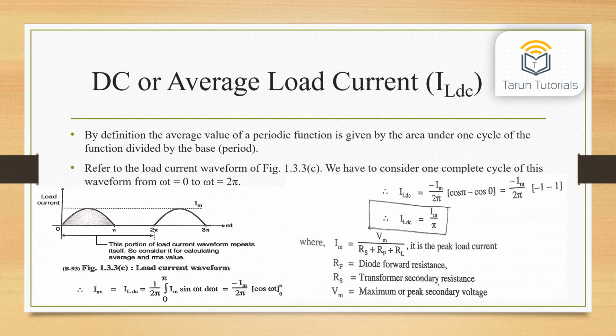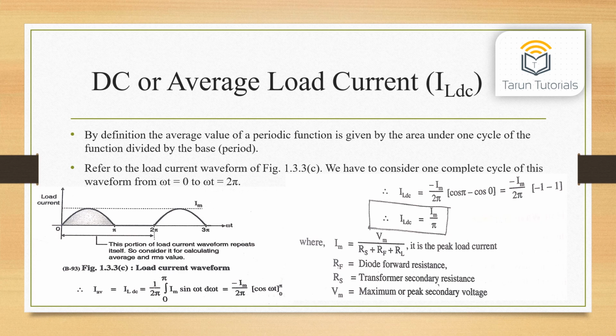sin omega t d omega t, which is equal to minus Im upon 2 pi cos omega t, limits 0 to pi. After putting the limits, we get ILDC equal to minus Im upon 2 pi into cos pi minus cos 0. We know the value of cos pi and cos 0, that is minus 1 and 1. So we get ILDC is equal to minus Im upon 2 pi into minus 1 minus 1, which is minus 2. After cancelling 2 and minus minus plus, we get ILDC equal to Im upon pi, where Im is equal to Vm upon Rs plus Rf plus RL.